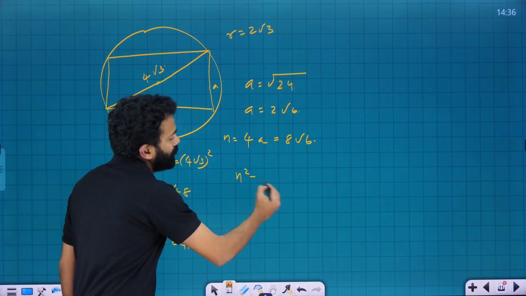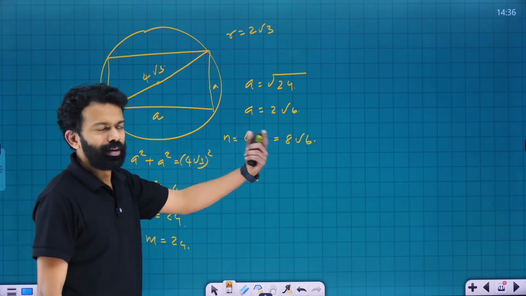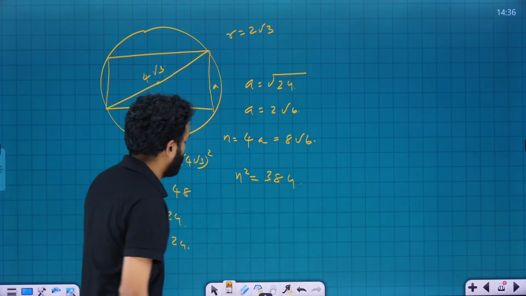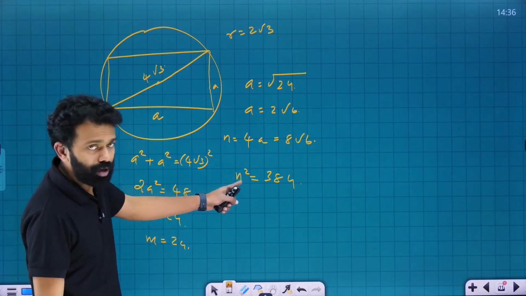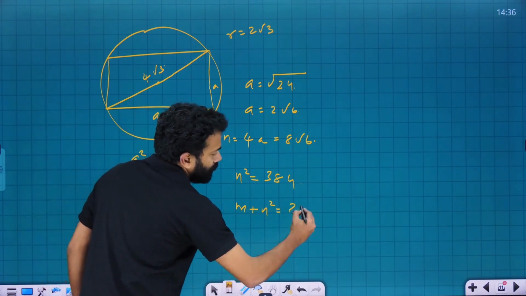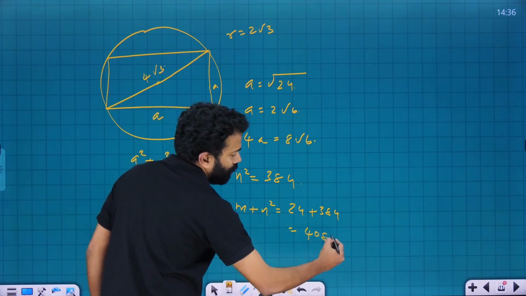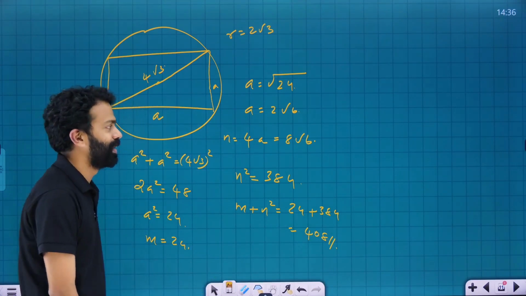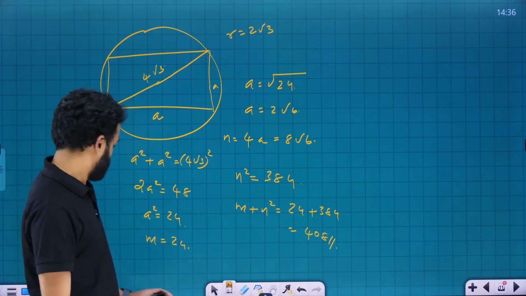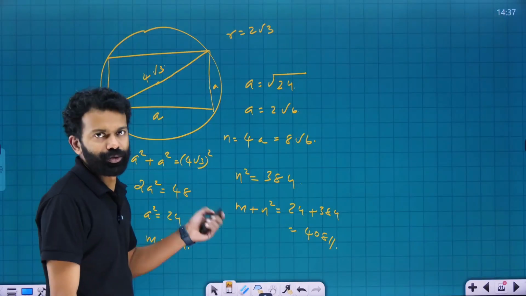And what is n square? N square is equal to the square of this, that is 64 into 6. And what is 64 into 6? 384. Now you have the value of m, and the square of the perimeter, that is 384. And then what is m plus n square? That is 24 plus 384, which will be 408. Is it clear? Let's move to the next question. Which option was that? Option B. Next one.